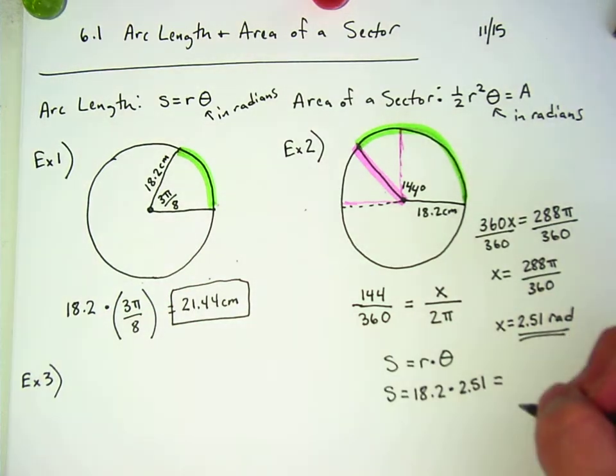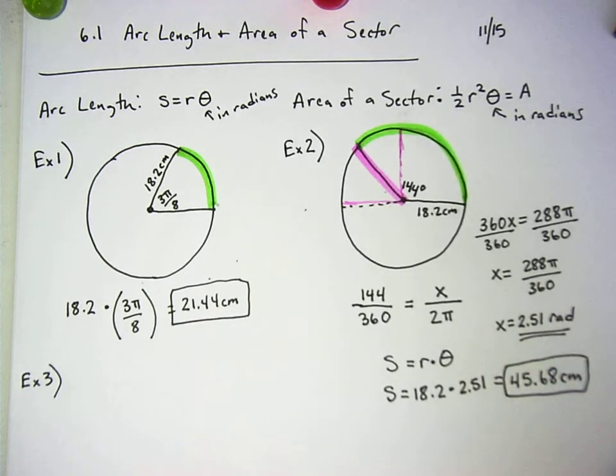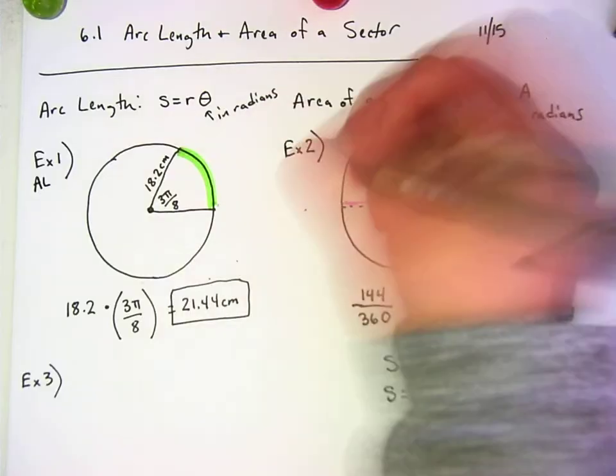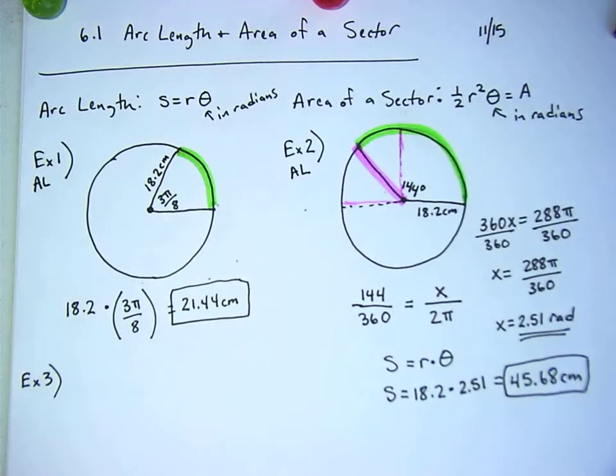What'd you guys get? 45.68. Yeah. Okay. Any questions on how to use the arc length formula? Okay, I'm going to write AL next to example 1 and example 2 so that when you're looking back, you know that those were examples of arc length.